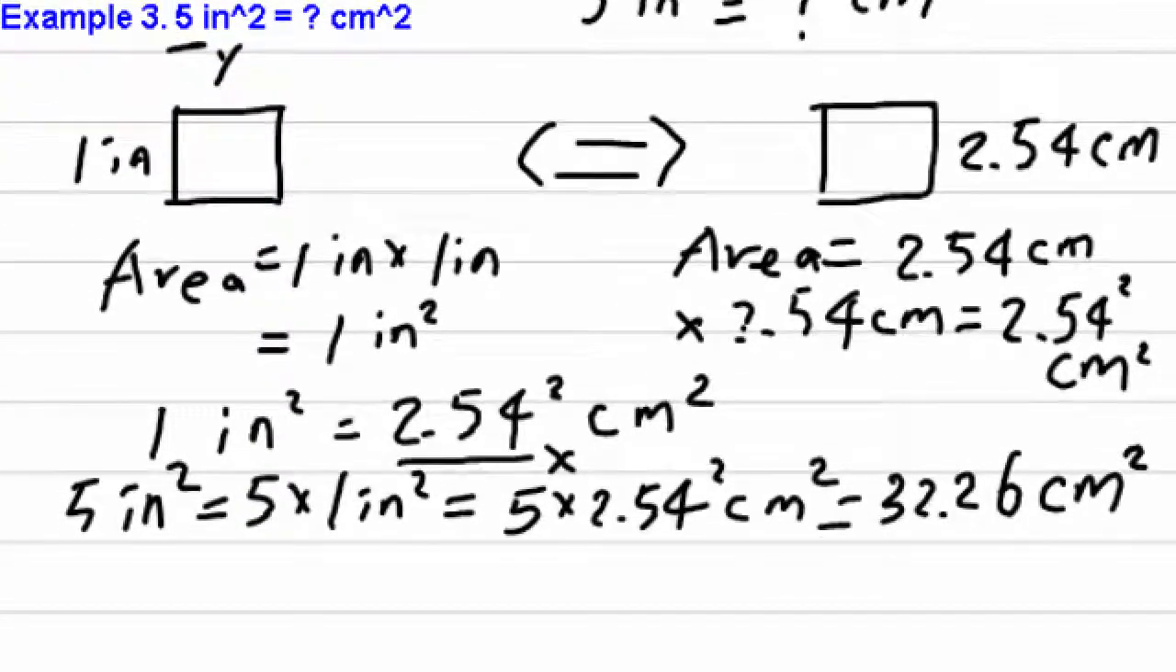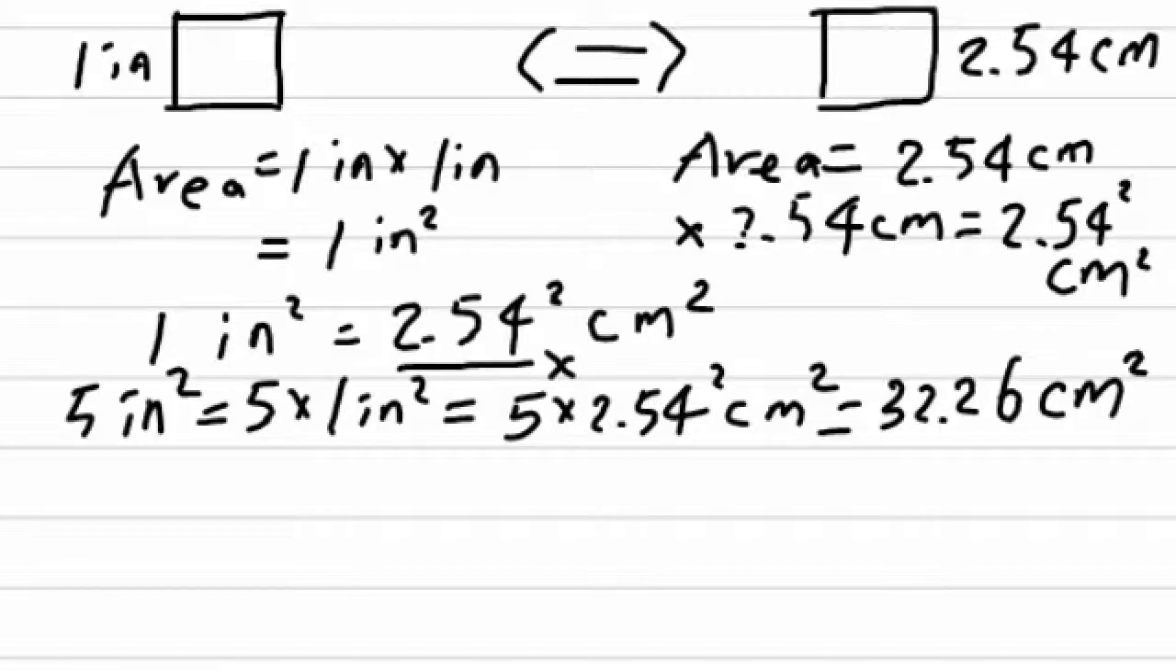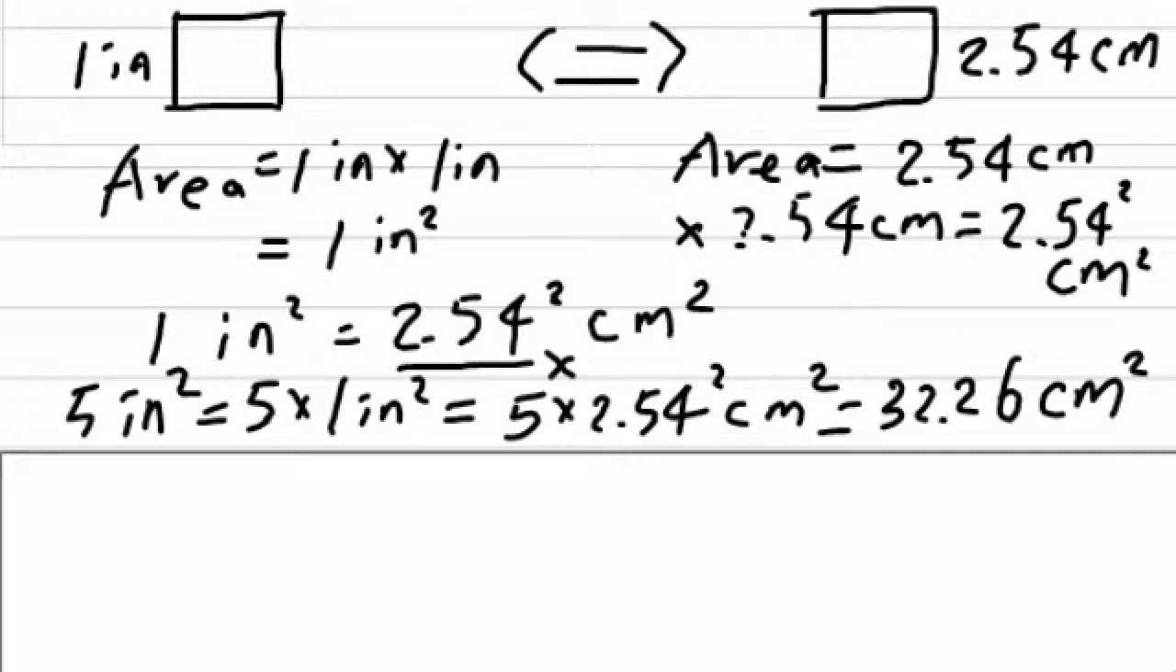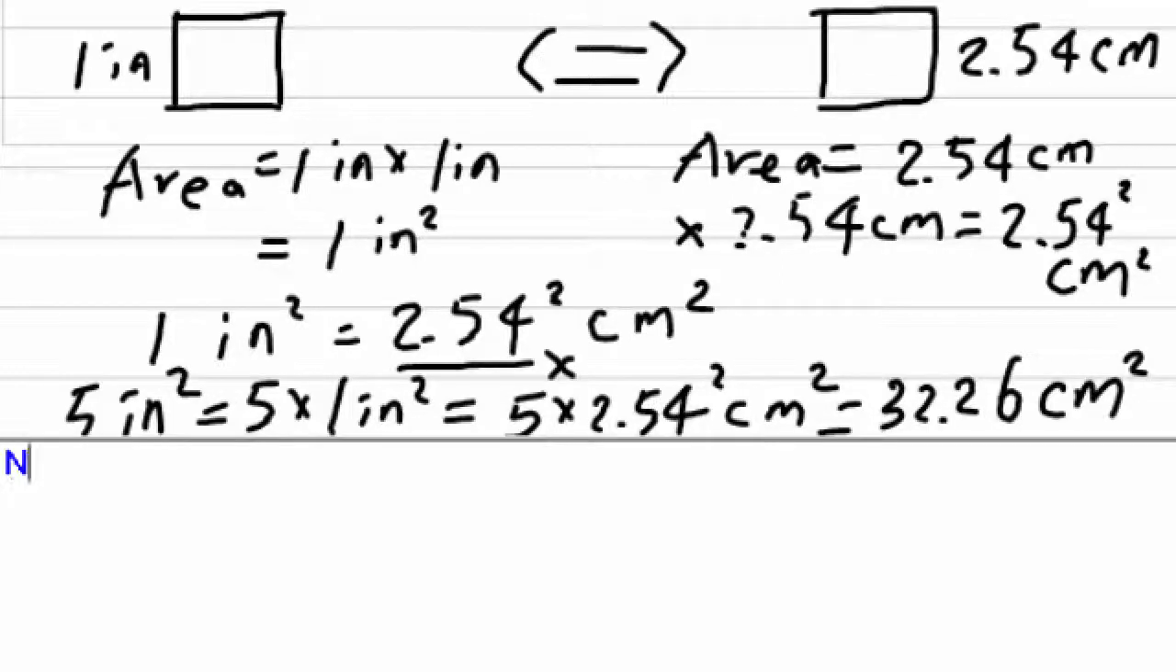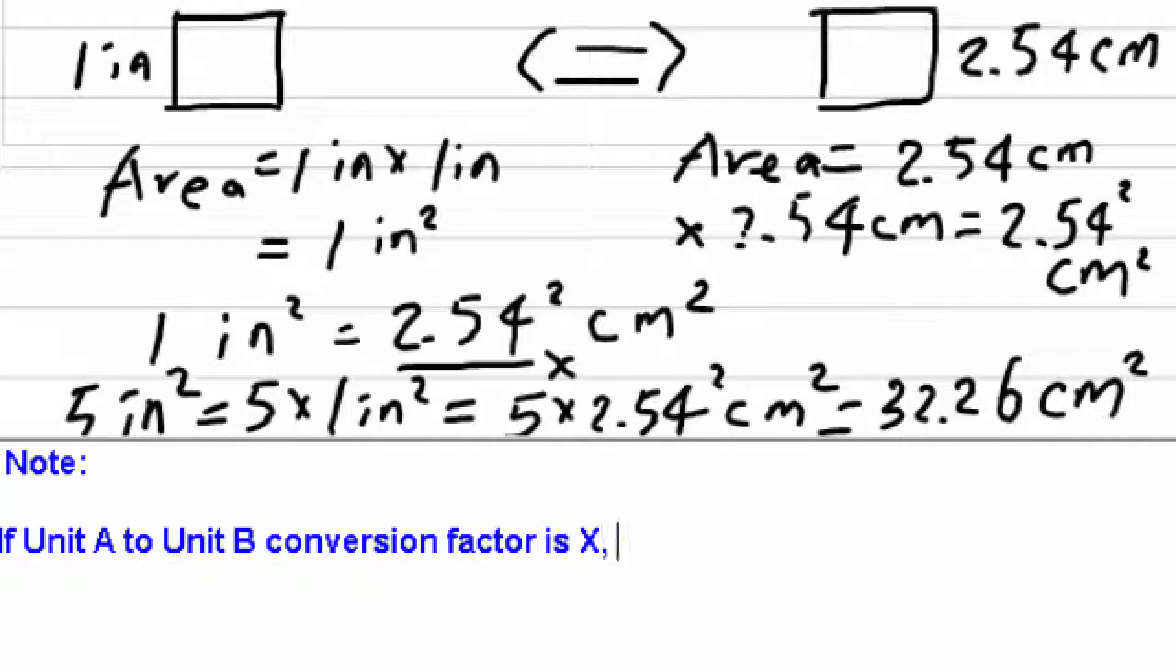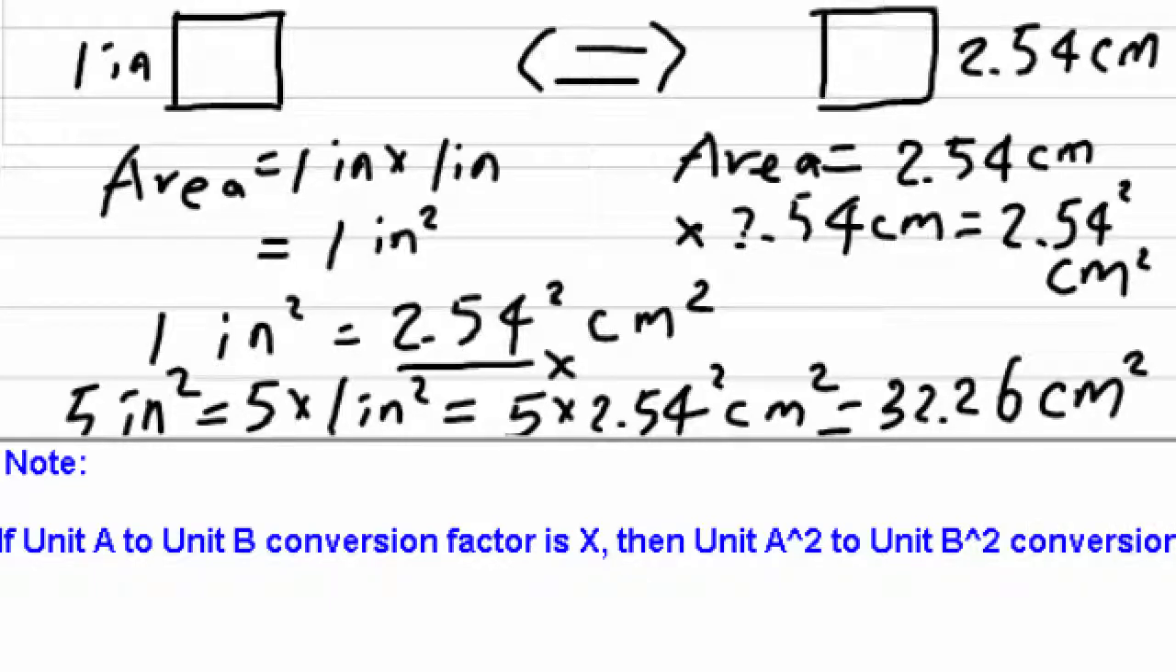And this example actually tells us something interesting. We also have a little note here. Our note is saying the method and conclusion shown in example 3 can actually be generalized. So we have another note here: if the unit A to unit B conversion factor is x, then the square unit A to square unit B conversion factor is x squared.